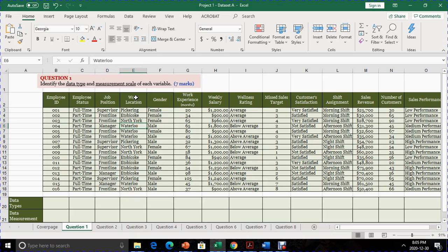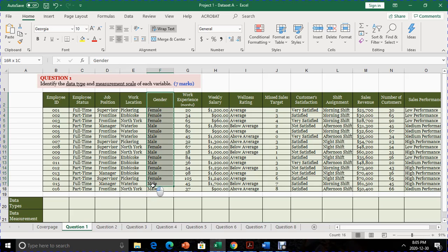The next question deals with the work location. This is a company with multiple branches. So they have locations in Pickering, Etobicoke, North York, Waterloo, and other regions. This question was basically asking employees to identify which location they've worked at.